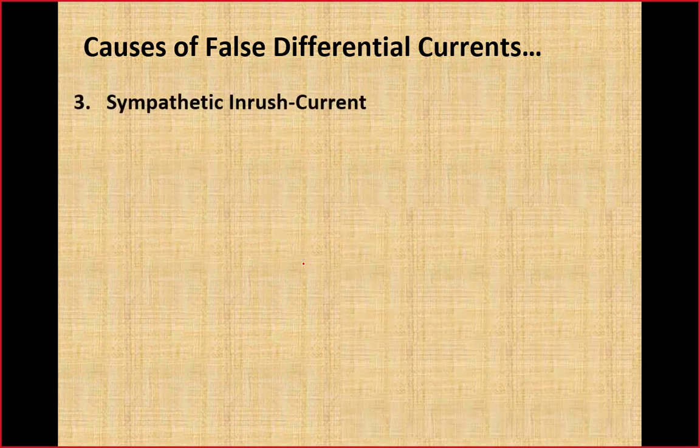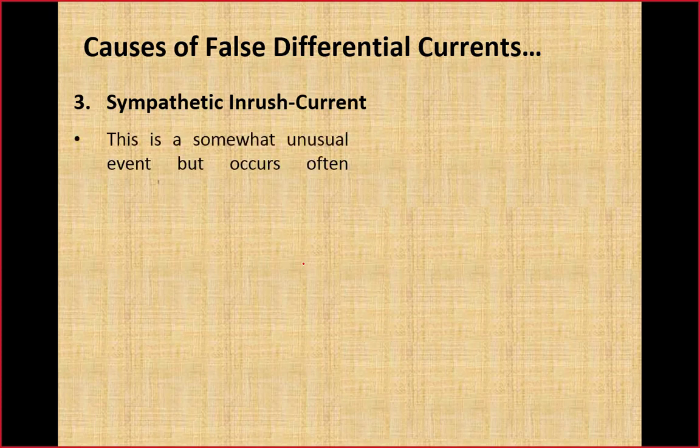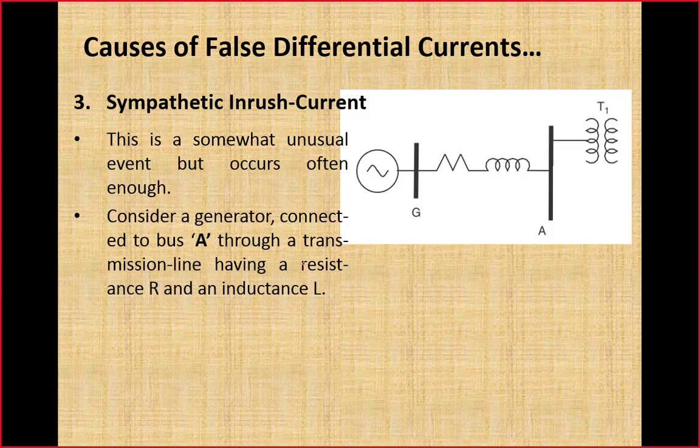So the third phenomenon is known as sympathetic inrush current. Here we will discuss this phenomenon, and then later in the slides we will discuss what problem may occur due to this phenomenon to the percentage differential relay. This is a somewhat unusual event, but it occurs often because it requires prerequisite conditions to occur. So here are the requirements for this phenomenon to happen.